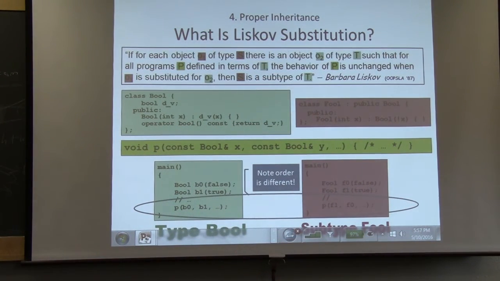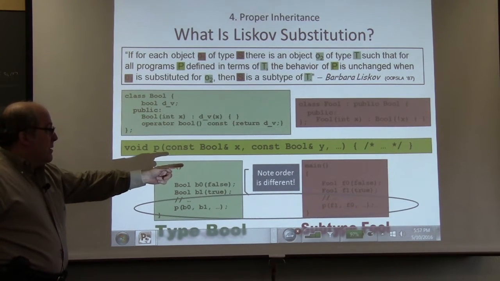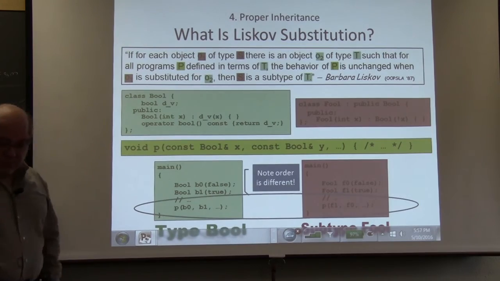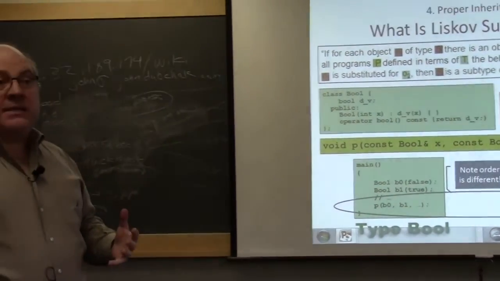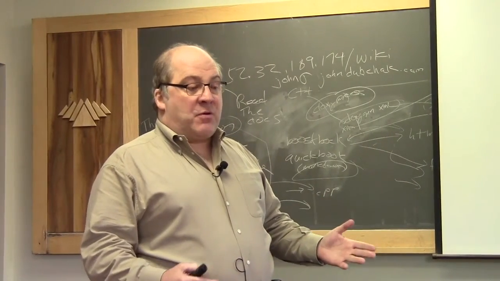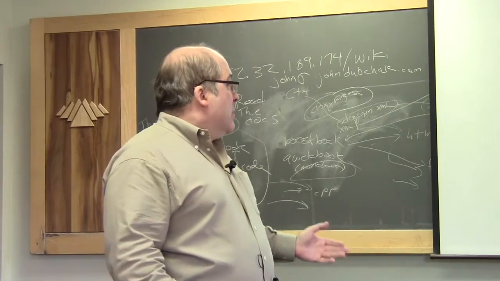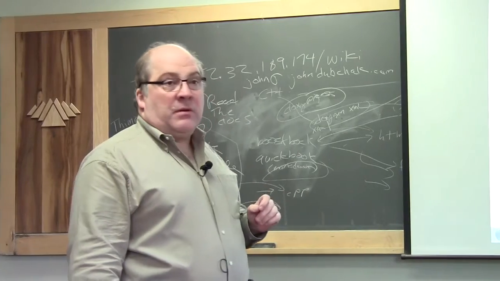Zip, nada. But we created a bool false and a bool true, and over here we created a fool false and a fool true, and now you notice the order is just reversed. So we have this mapping. There does exist a derived object for each base object for every program that uses the base object. So it's good. So the answer is yes, fool is a subtype of bool.